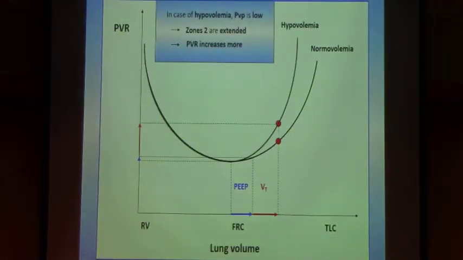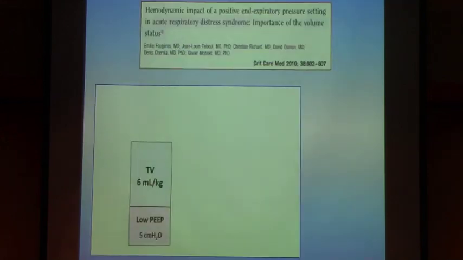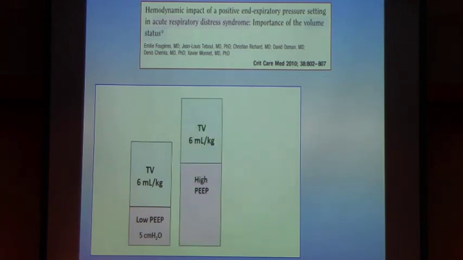And this is like this. We have more zone 2, so now we have a higher resistance of the pulmonary vessels. And we illustrated this in a study published some years ago with Émilie Fougère and Xavier Monnet in our unit. We studied patients with ARDS, with low tidal volume and low PEEP, 5 centimeters of water at the beginning. And after we increased PEEP until reaching a plateau pressure of 30 centimeters of water without changing tidal volume. Okay? 30 centimeters of water was the maximum plateau pressure. And the average PEEP level was 13 centimeters of water in these patients.